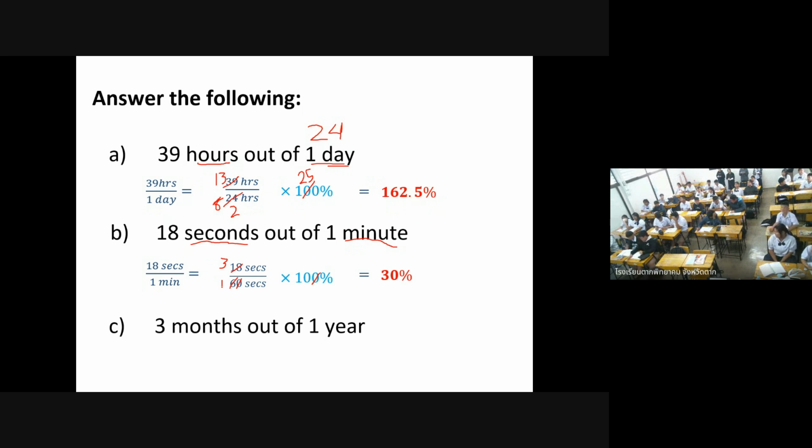And the last one, 3 months out of 1 year. Months means months. How about year? 1 year is equal to how many months? 12. 12 months is equal to 1 year. So we're going to have 3 months over 1 year is equal to 3 months over 12 months times 100%. What's the answer? 25 percent.